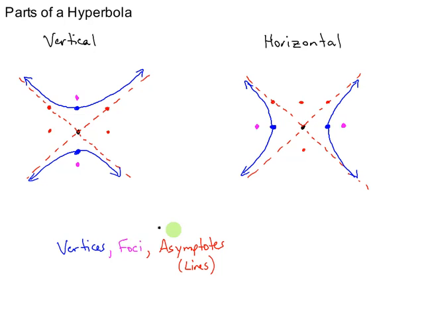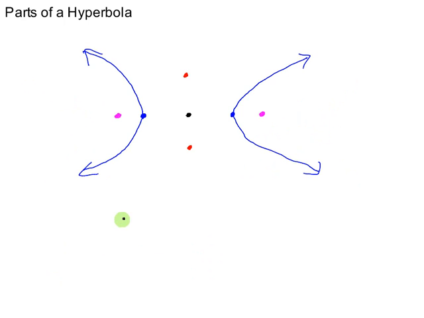Now we need to talk about the relationship between the distances in this graph. So let me clean this up a bit. There are three distances we're concerned with here. We're concerned with this blue distance, the distance to a vertex, which we'll call V. We're concerned with the distance from the center to a focus, which we'll call F. And we're also concerned with the distance from the center to this other point, which gives us the asymptotes, which we'll call M. What's the relationship between these three?